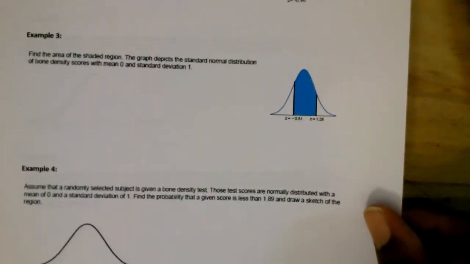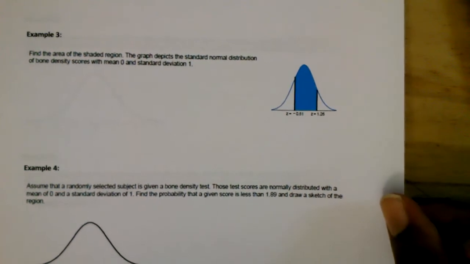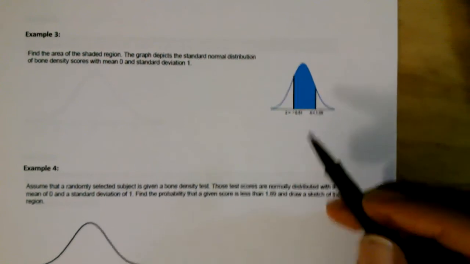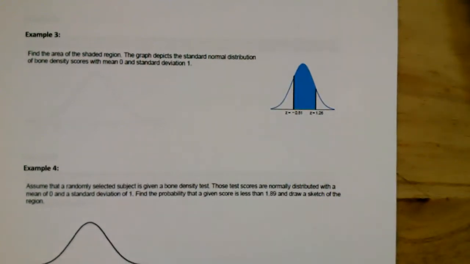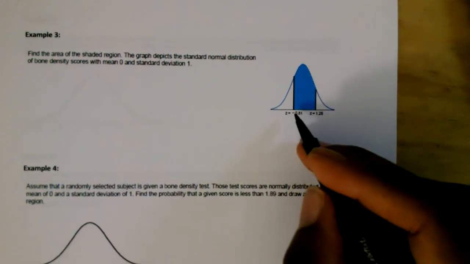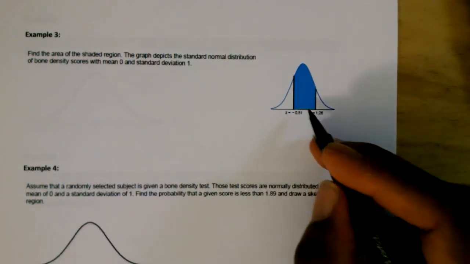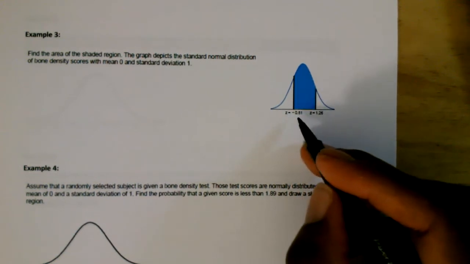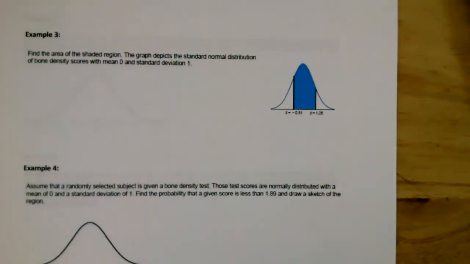Okay, here's the next example. Find the area of the shaded region and assume that this graph depicts a standard normal distribution of bone density scores with a mean of 0 and a standard deviation of 1. Now we've got 2 z values here. We're finding the area in between those 2 boundaries. Our z is negative 0.81. The other z value is positive 1.26.